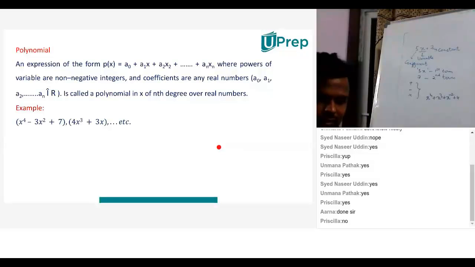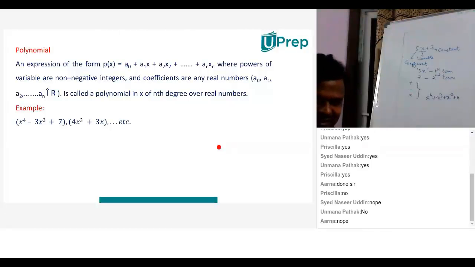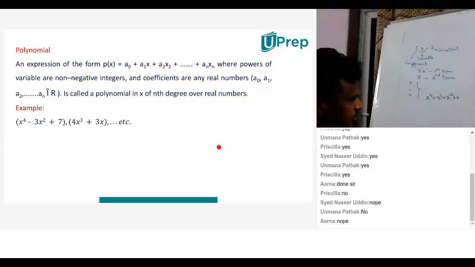No. Priscilla, good. So Priscilla, can you unmute yourself and say why it is a no? Why can I not call this a polynomial? Because in your expression, one of the x has a minus 2 power, and the polynomial definition says that you're not supposed to have a negative integer power. So that's why it's not a polynomial.